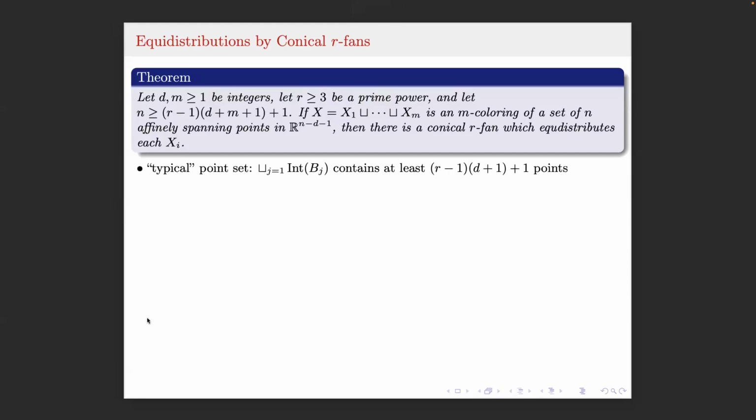So I should say for a typical point set, if I look at the union of the interiors of the blades, they have to contain at least a robust fraction of the number of points. You can't just stick everything in the center of the fan. So in fact, at least (R minus 1) times (D plus 1) points. And again, that number, you'll see where that comes from in a little bit.